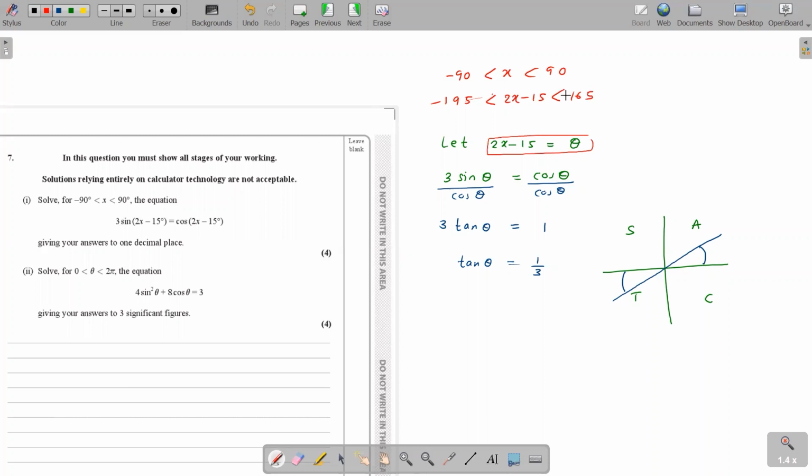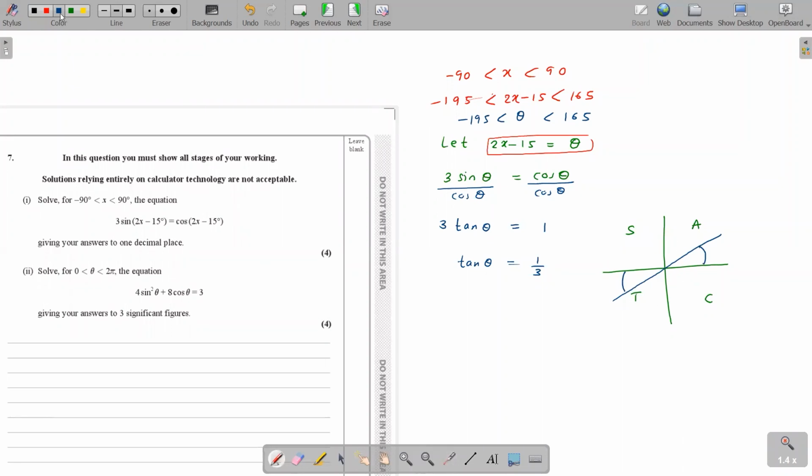165. Is that clear? So then 2x minus 15 is your theta, which means what? Theta range is between minus 195 to 165. Okay, so this is the range that you need to solve for theta. So solve for theta within this range and go rounds. Are you with me? Okay, so what's the first?